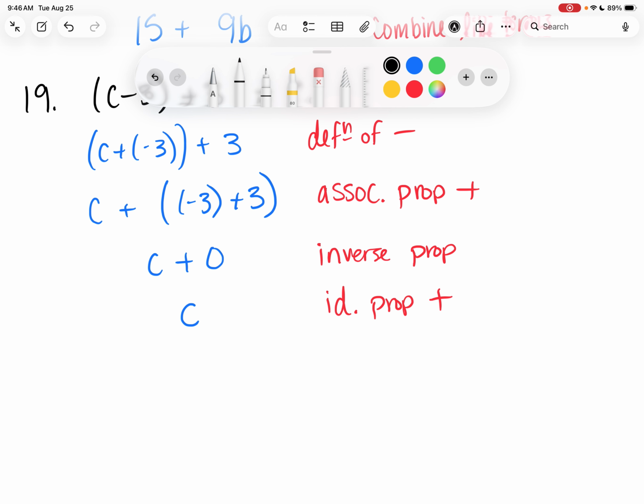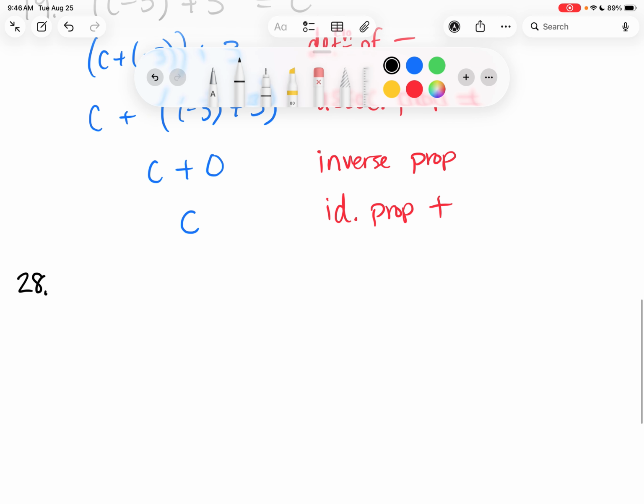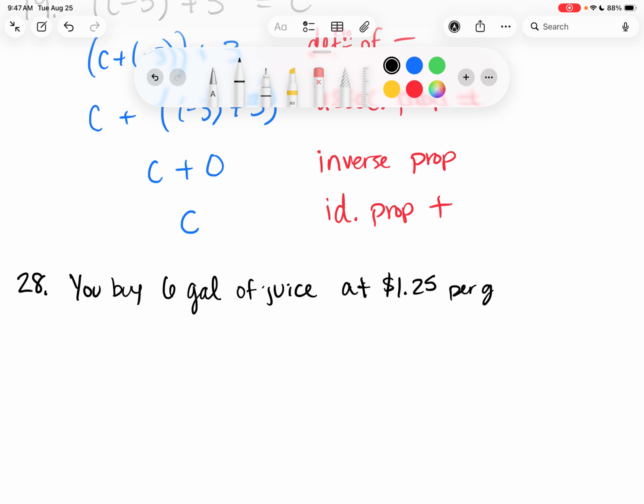All right, jumping down a little bit, we are doing some unit analysis, which every year I think that people have already done stuff like this in science, and then they're like, we never did that. So I don't know if you've done this or not, but basically we have a little word problem. So 28, you buy 6 gallons of juice, which I'd always love to know what somebody is doing that for. 6 gallons of juice at $1.25 per gallon. What is your total cost?